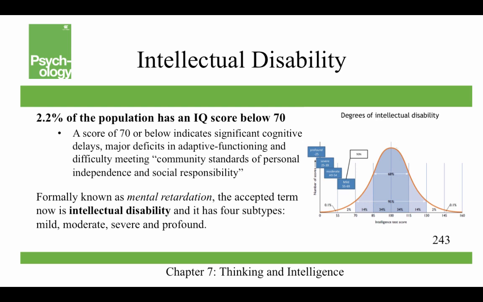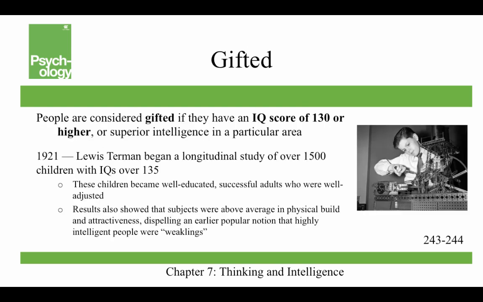Moderate, severe, and profound. Now, some people are considered gifted, and that's if they have an IQ score of 130 or higher, or if they have superior intelligence in a particular area. In 1921, Lewis Terman began a longitudinal study, which means you're studying the same people over, in this case, decades, and he had 1,500 children with IQs over 135. Now, the kids eventually called themselves the termites. Like it was the Terman study, so they're the termites.